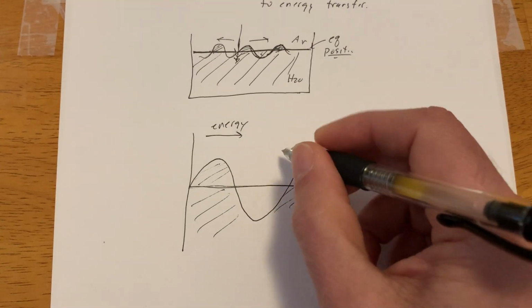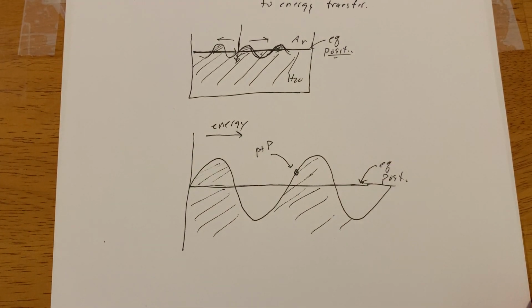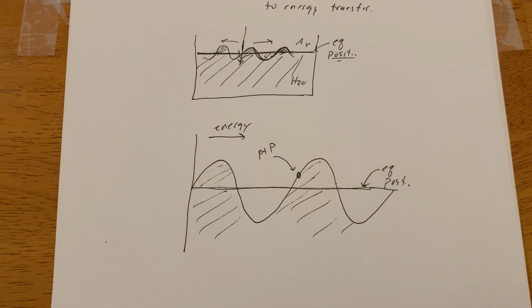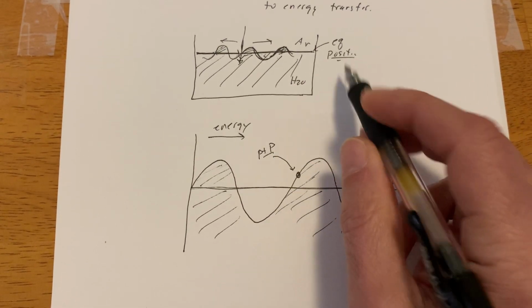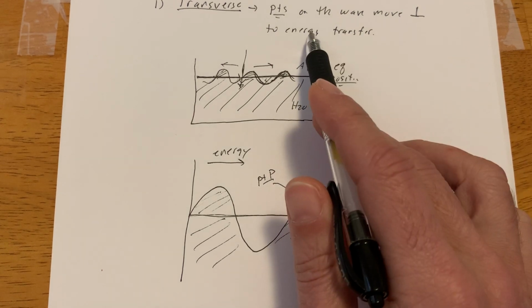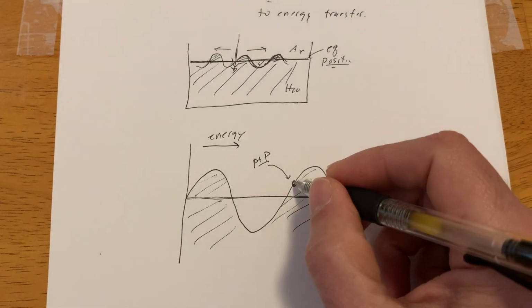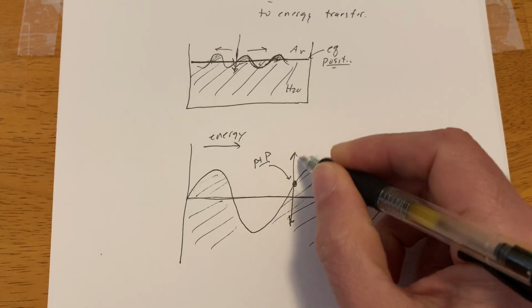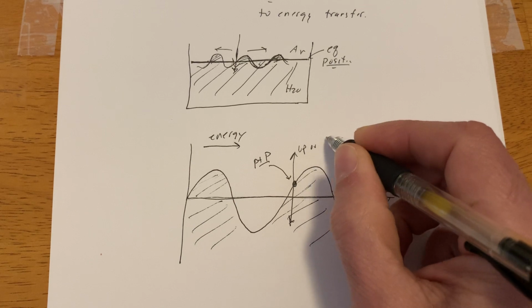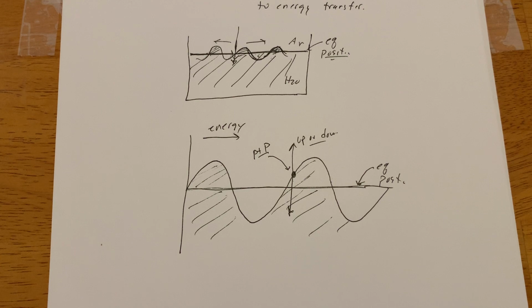So let's suppose here's my point. Let's call it point P. Which way is this point allowed to move if this is in fact a transverse wave? Well, we said before, points on the wave move perpendicular to energy. And perpendicular in this particular case, if energy is to the right, would mean it can only move up or what? Down. So, transverse wave.